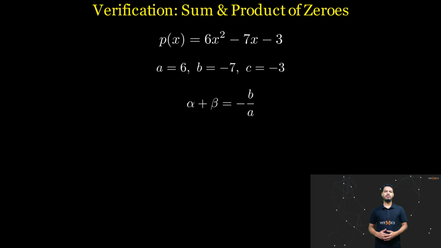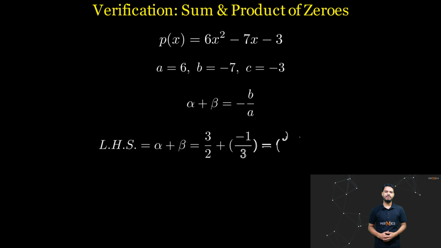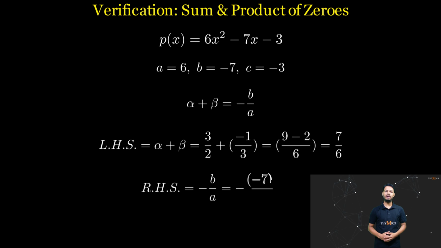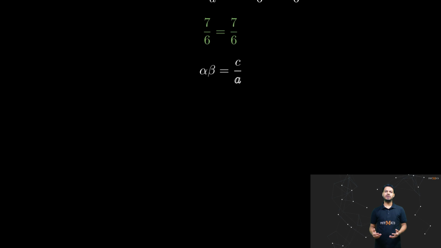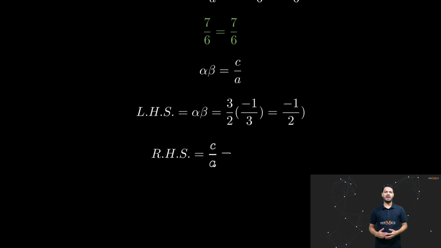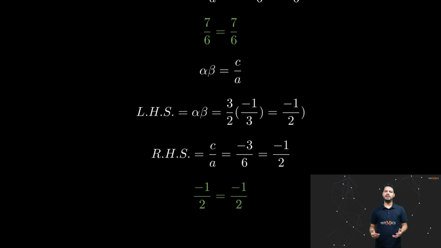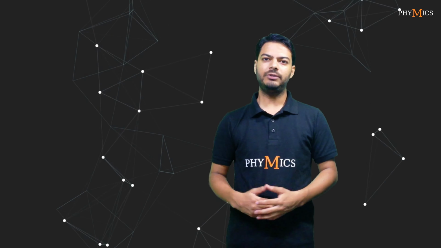We know that the sum of the zeros is equal to minus b upon a. By solving the LHS we get 7 by 6, and by putting the corresponding values on the RHS we also get 7 by 6. Also the product of zeros is equal to c by a. Similarly, by solving the LHS and RHS independently we get minus half. And the relationship is verified. Moving on to the fourth problem.